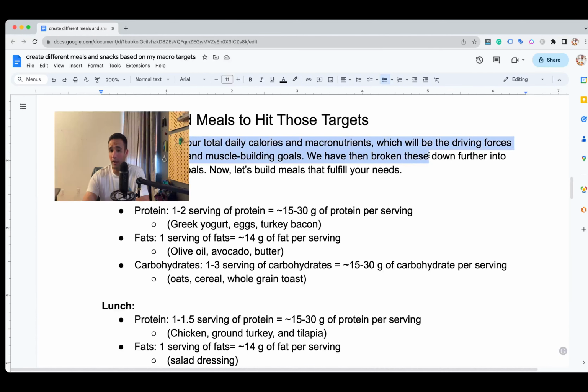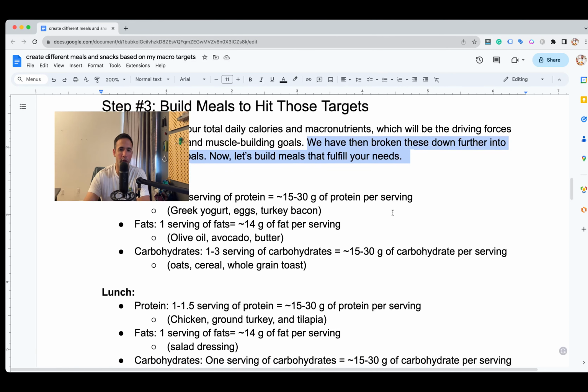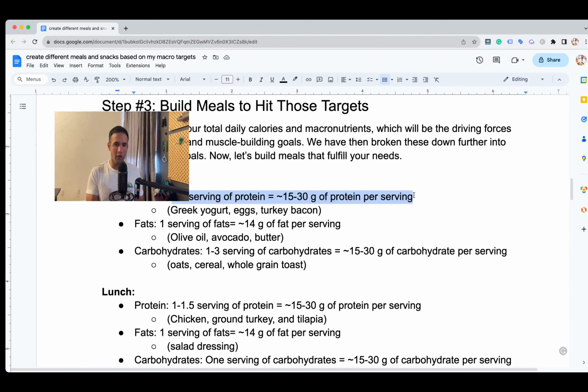So we've identified daily calorie totals, daily macro totals, which will be really the driving force behind fat loss or muscle building goals. We've broken that down further into like a mealtime goal. Now let's build some meals that fulfill those needs. So when we think about this, right, breakfast, this is how I tried to break it down for you. About 1 to 2 servings of protein could be anywhere between 15 and 30 grams per serving.